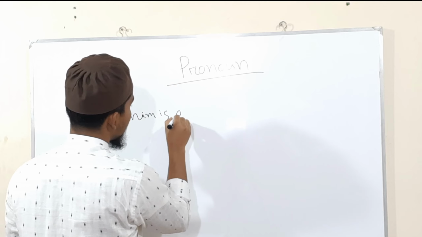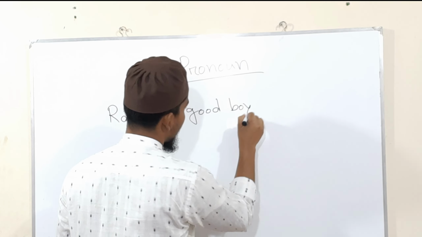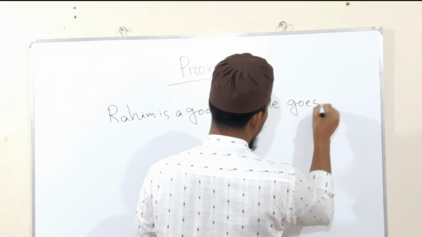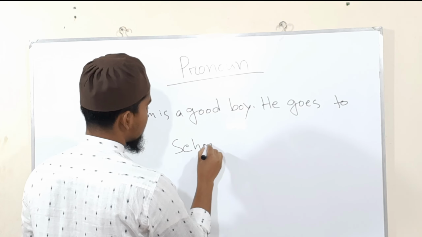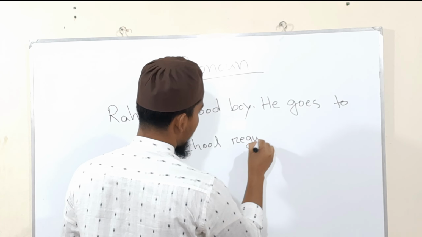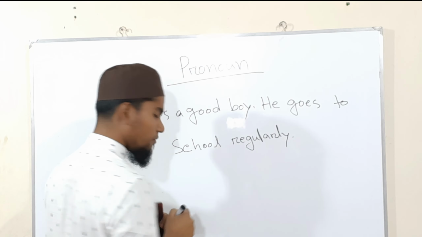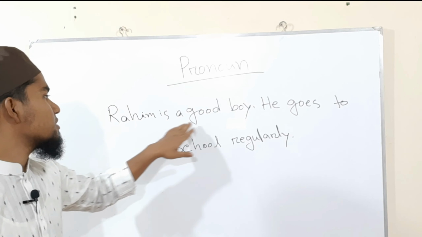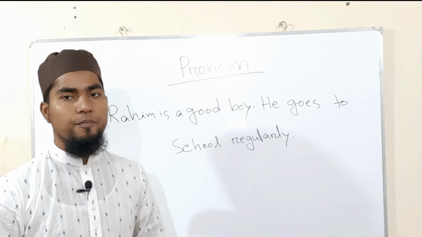Rahim is a good boy. He goes to school regularly. Okay, look at the sentence. The sentence is: Rahim is a good boy. He goes to school regularly.